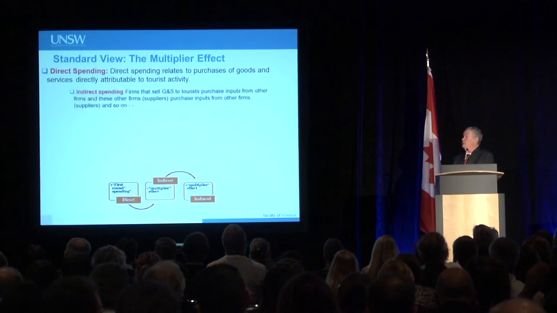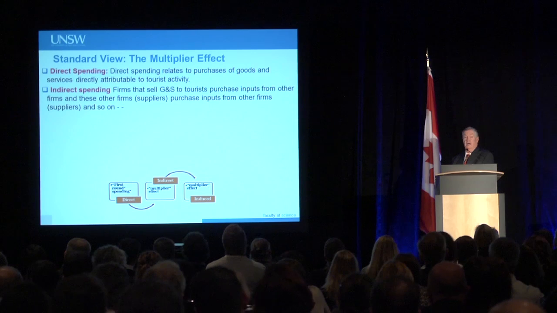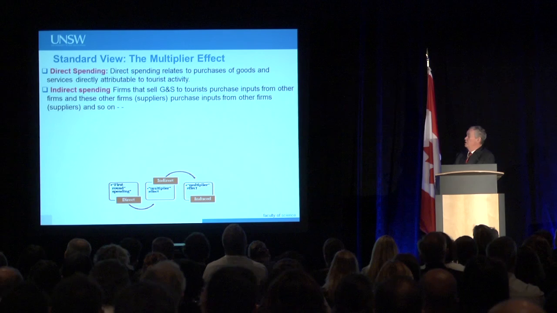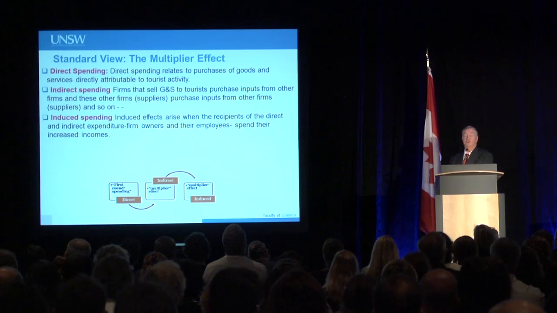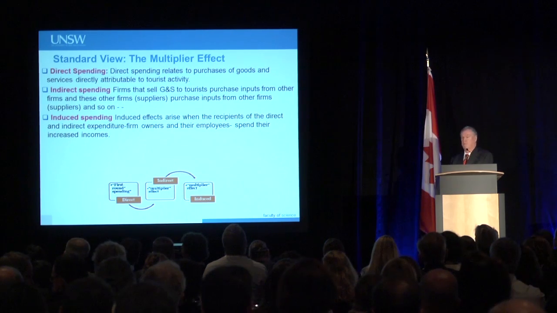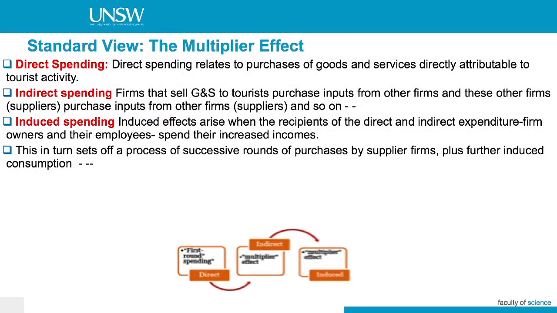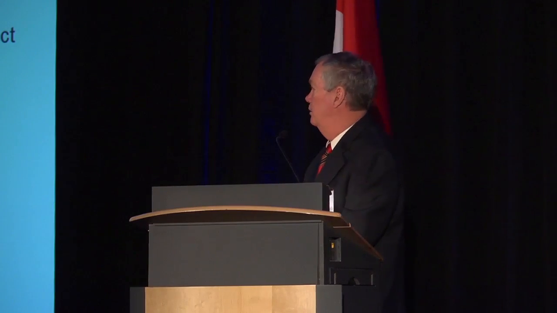And of course the standard view is that the spending has the shock. Let's assume it's a positive shock. We have direct spending, indirect spending, and induced spending. This is the well-known multiplier effect. And you'll find this discussed in every economics text, and almost every economic commentary talks about the multiplier effect of tourism expenditure. It's like a rock dropped into a pond and the ripples spread out, creating extra output, employment, value added, and so on.